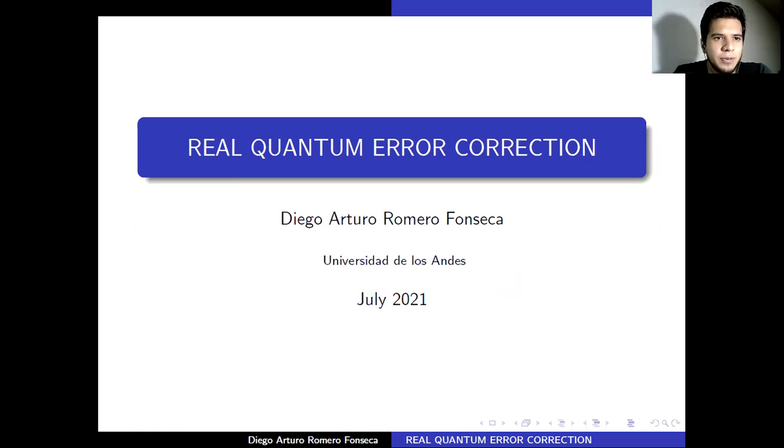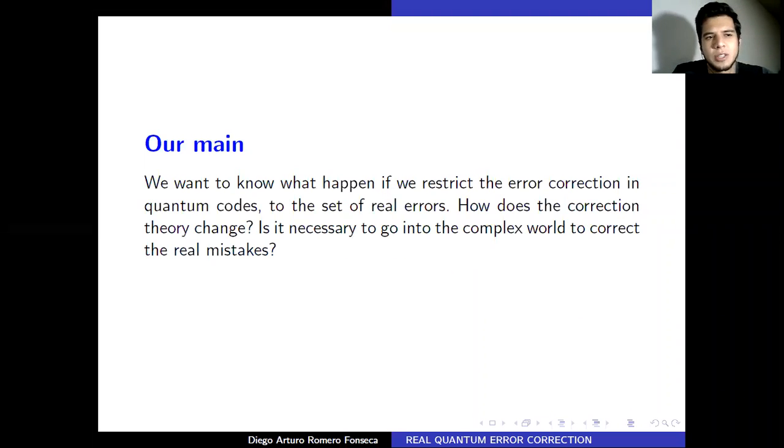Good afternoon. For this short talk, I'm going to talk about real quantum error correction. The errors that happen in a code are the expression of the action of a unitary complex matrix. So our main goal will be to know what happens if we only consider real errors. Will it be necessary to go to the complex world to correct real errors?